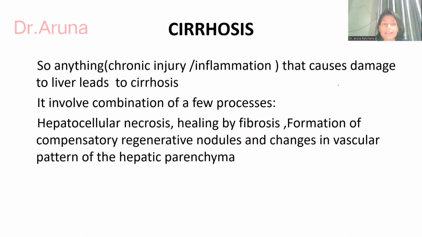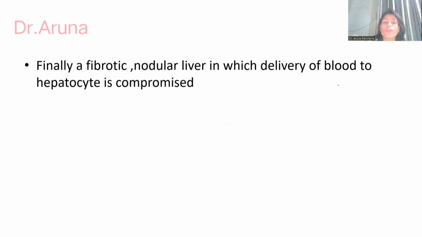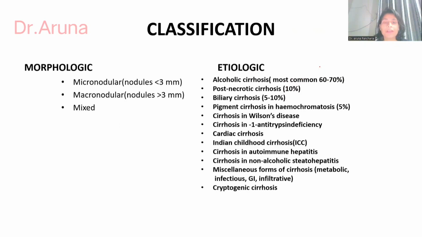Now, cirrhosis is caused by any injury or inflammation that damages the liver. This leads to cirrhosis, and finally a nodular liver in which delivery of the blood to the hepatocyte is compromised. There is a morphological classification and an etiological classification. On the basis of the morphology, if the size of the nodule is less than 3 millimeter, it is called micronodular cirrhosis, and if the size of the nodule is more than 3 millimeter, it is called macronodular. When there are variable size nodules, micro as well as macro, it is called mixed cirrhosis.